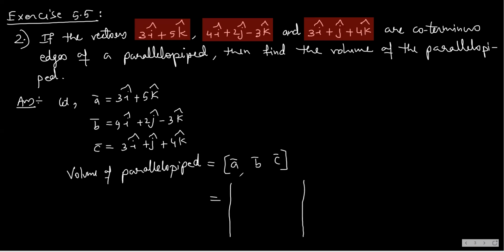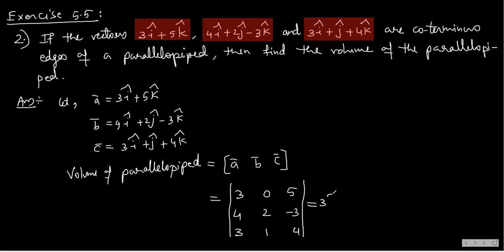Now you'll write the coefficients of i cap, j cap, k cap for the vectors A bar, B bar, C bar. So for A bar, it is 3, 0, and 5. There is no j cap here. Then you have 4, 2, minus 3, and 3, 1, and 4. Now you calculate this, and you'll get the answer. Those many cubic units is the volume.